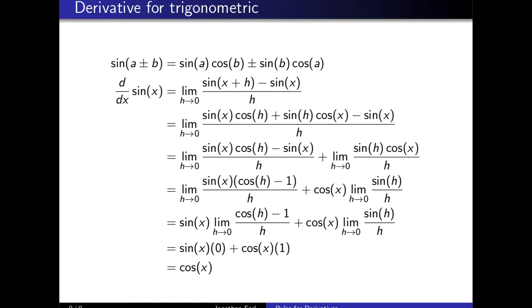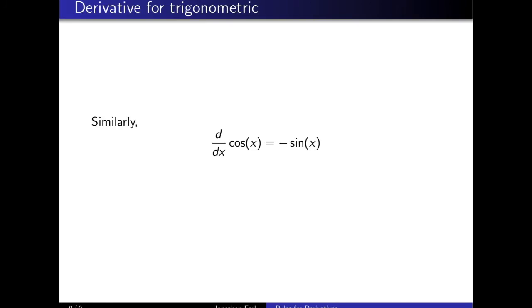And now what we get is the two special limits that we just had. The first special limit, the limit as h goes to 0 of cosine of h minus 1 all over h, is 0. The second special limit is 1, and that's just going to leave us in the end with cosine of x. And what we could do very similarly is show that the derivative of cosine is minus sine of x.